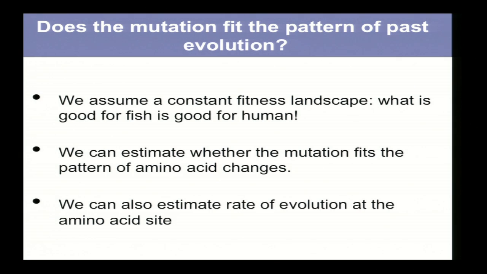So first, we assume a constant fitness landscape. That's a huge assumption. If I have a couple of minutes at the end, I'll talk about this. So we assume that in this tree, an amino acid which is good for fish is also good for human, and an amino acid which is bad for human is bad for fish. Right? So first, I don't live in the water, and I have a lot of environmental differences, but also there are many other changes in fish which would interact with my change, and this is not taken into account.